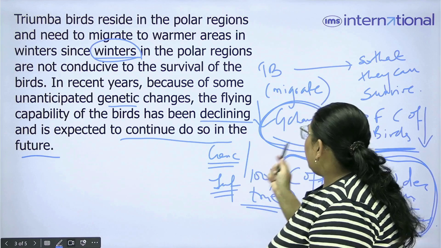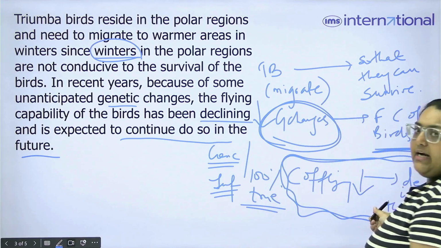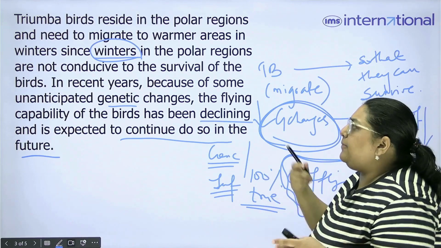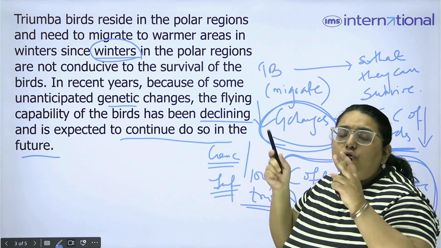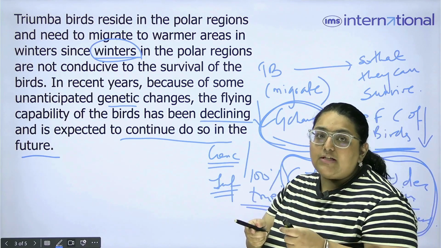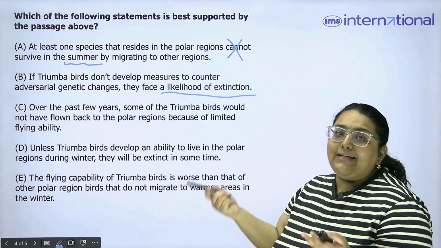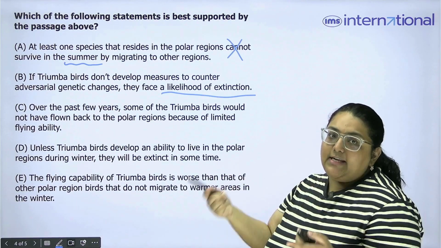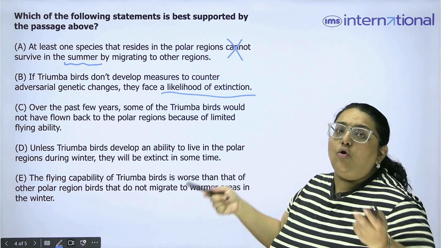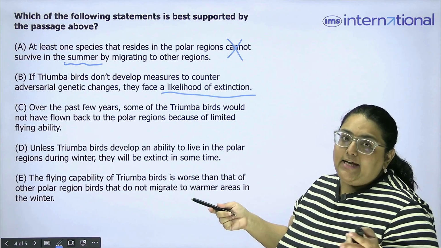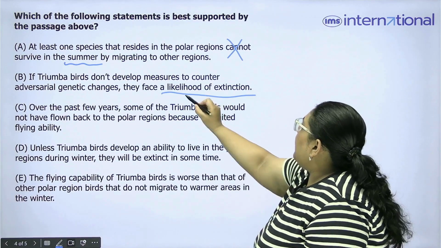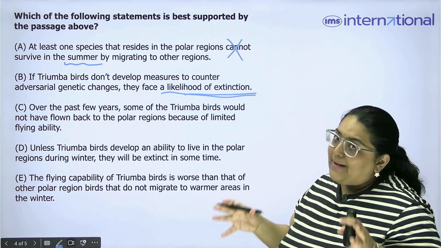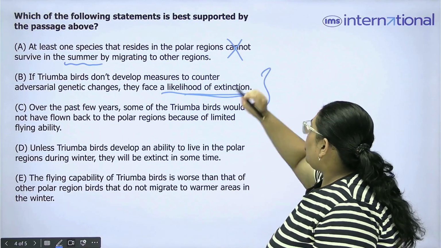Okay, we did infer that if this continues, their number is going to decrease because they will not be able to migrate or they will not be able to complete their journey. So definitely that will have an adverse effect and some of the birds might die. And if the number of birds decreases to such an extent that it becomes very, very low or negligible, then what will happen? They will have a chance of extinction.